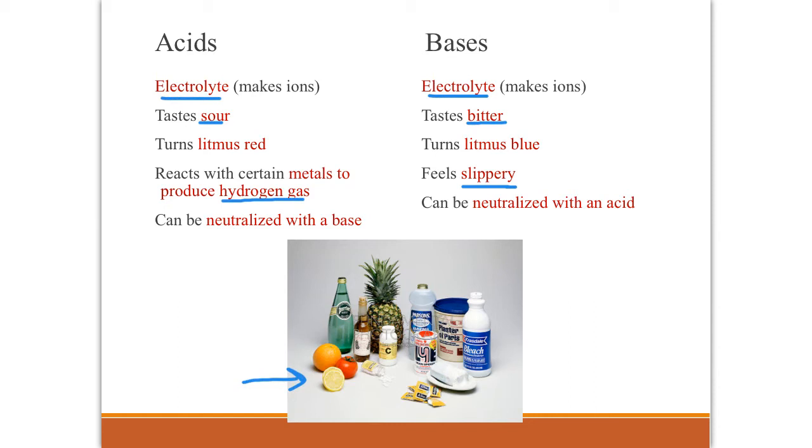And then acids and bases will neutralize each other. You combine just the right proportions of an acid with just the right proportions of a base, and the pH will go to neutral or 7.